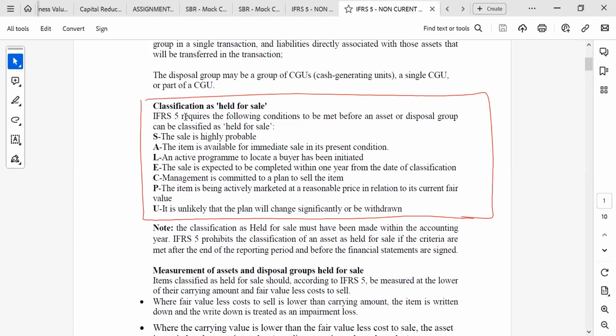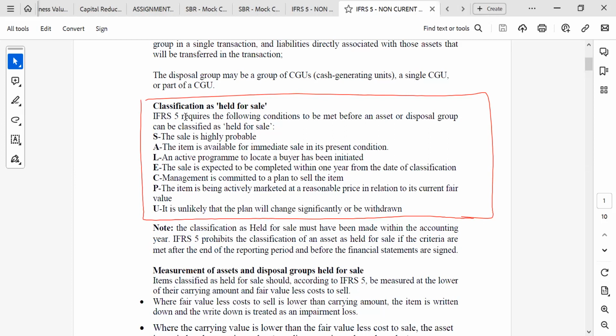Probable. The item is available for immediate sale in its present condition. The asset should not be at what? At a mechanic shop. You are advertising an asset that is not ready for sale, an asset that is going to take like 2 years before they finish the body works, the engine is worn. If you get a buyer, how do you go about the engine?